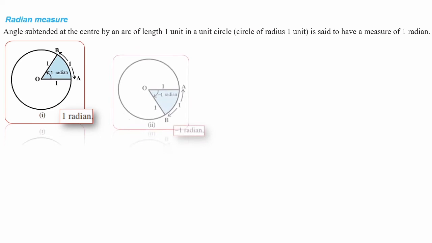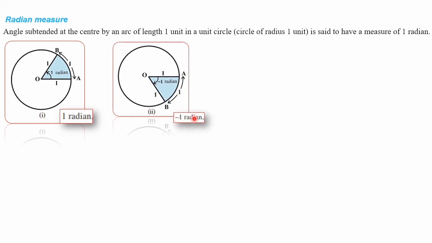Then next is minus 1 radian. As we know, when we measure an angle in anti-clockwise direction, the angle is positive. But here you can see the same thing, only we have measured this one in clockwise direction. It is a unit circle, a circle having radius 1 unit, and the arc length also is 1 unit. This same arc is subtending an angle at the center, but we are measuring it in clockwise direction. That's why it is called minus 1 radian.